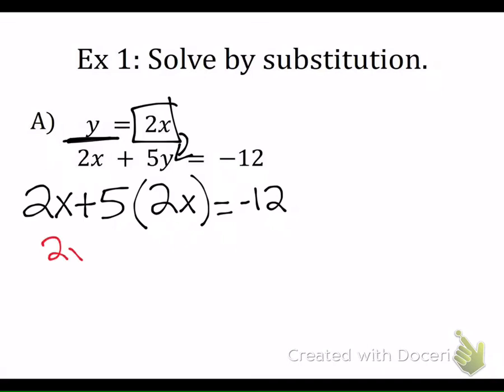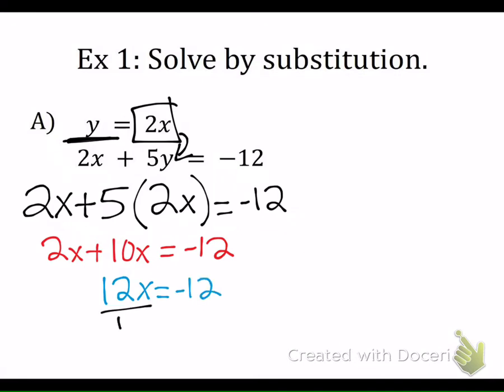All right, so 2x plus, what's 5 times 2x? 10x equals negative 12. How would I solve this? Good, so I get 12x equals negative 12. Divide by 12. Divide by 12. X equals negative 1.